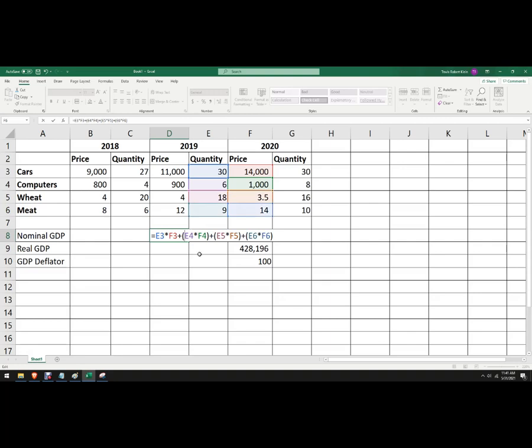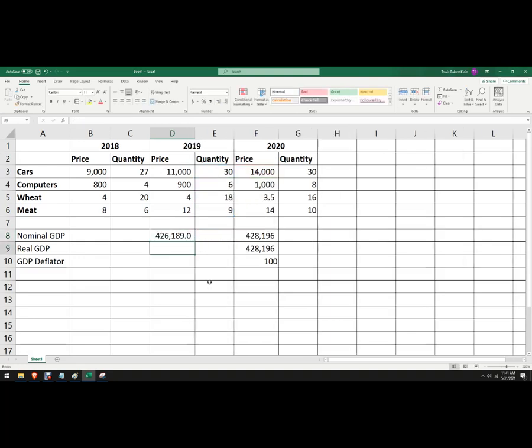What am I doing? This is the wrong formula for nominal GDP. What I just did is the real GDP. So what if I take this whole thing, put it down there? I'll just check the formula, see if it's the same. E3 times F3. Okay.